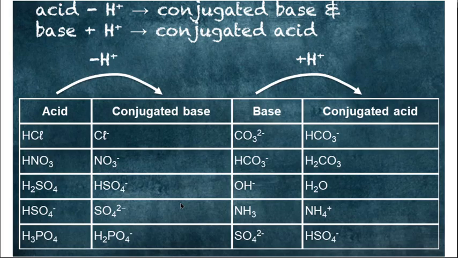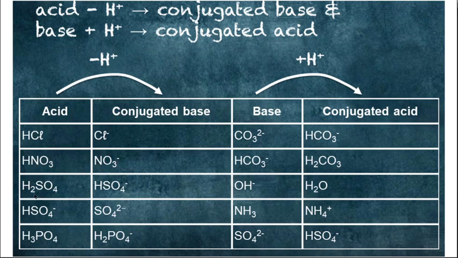So let's have a look at an example of this. An acid donates the proton to give you the conjugate base. Okay, so an acid minus a proton gives you a conjugate base. So look over here, here's hydrochloric acid. Take away the proton, you get a chloride ion as a conjugate base. Here's nitric acid. Take away the proton, you get a nitrate ion as your conjugate base.